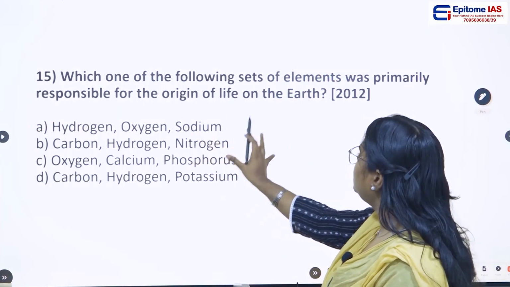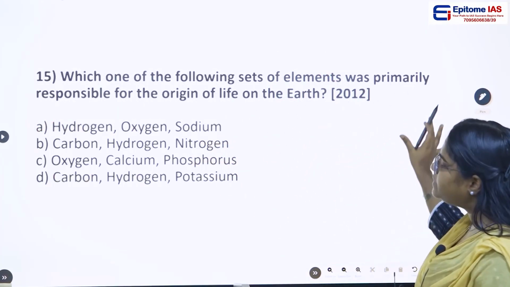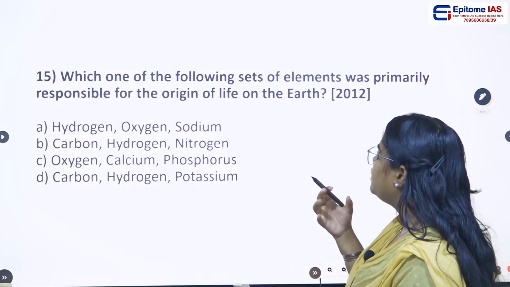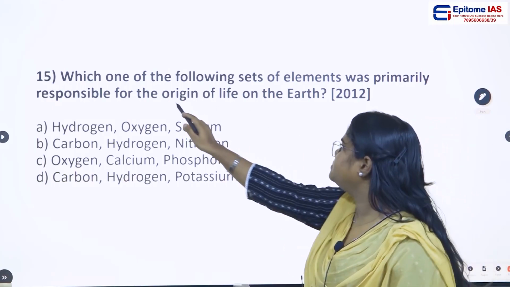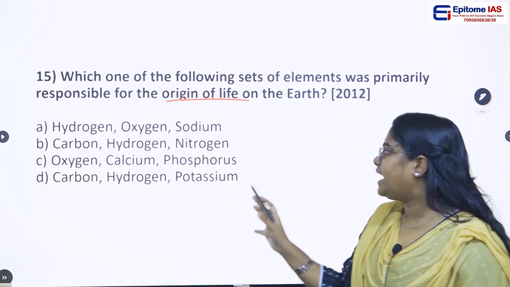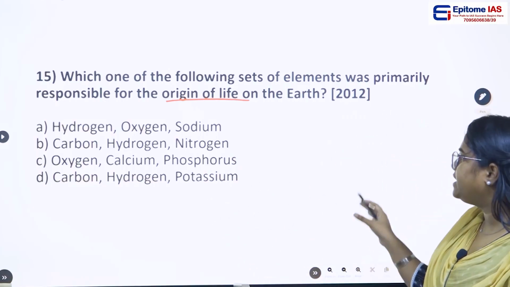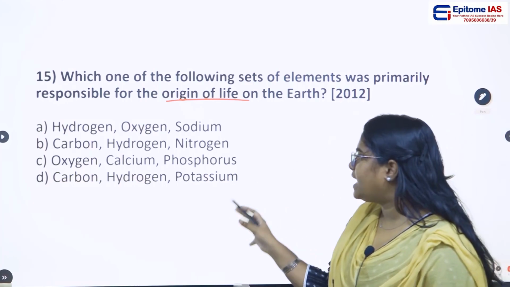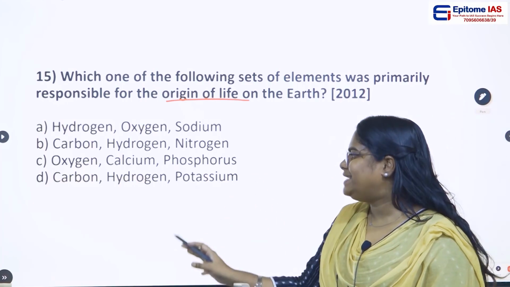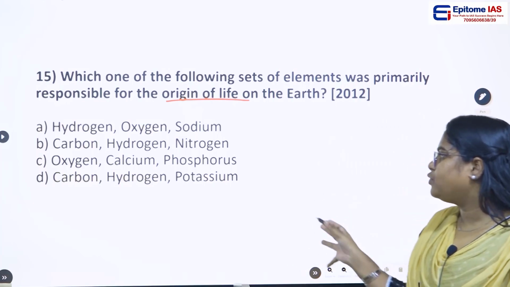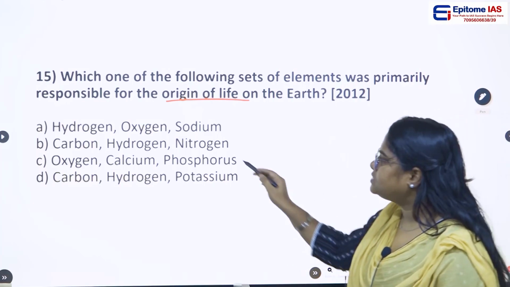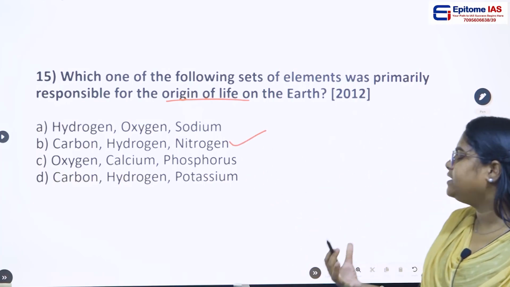So, which one of the following sets of elements was primarily responsible for the origin of life on Earth? Option A, hydrogen, oxygen, sodium. Option B, carbon, hydrogen, nitrogen. Option C, oxygen, calcium, phosphorus. Option D, carbon, hydrogen and potassium. So the correct answer is carbon, hydrogen and nitrogen.